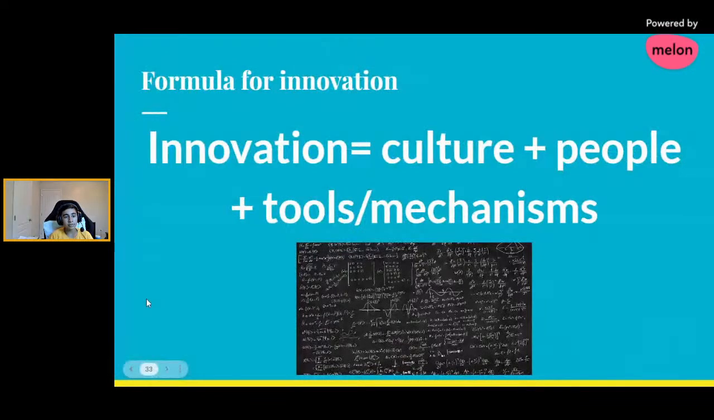This is important. This is the formula for innovation. For innovation, you need to have a good culture, good people who are working under you. So you want to make sure you employ the best of the best for your specific product and your specific company. And you also need good tools and mechanisms.